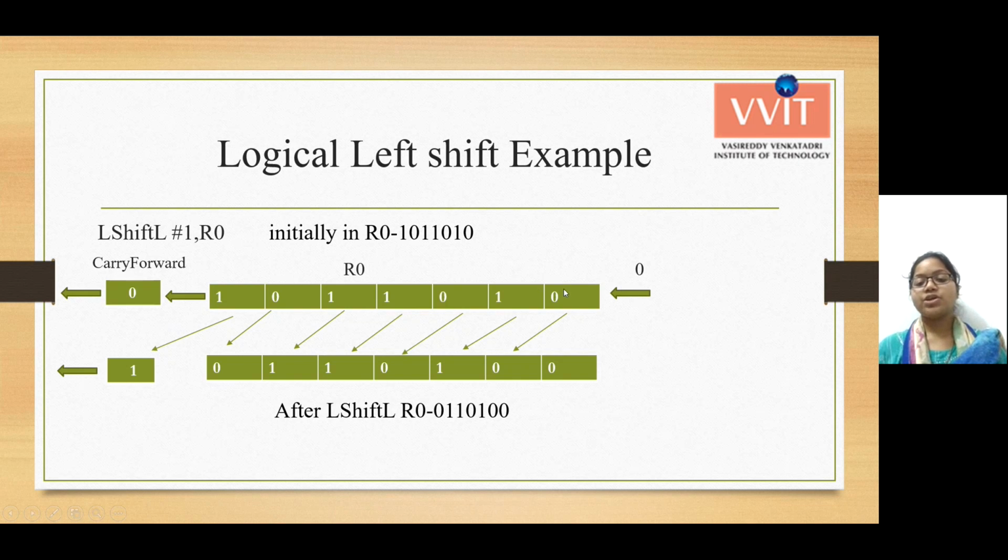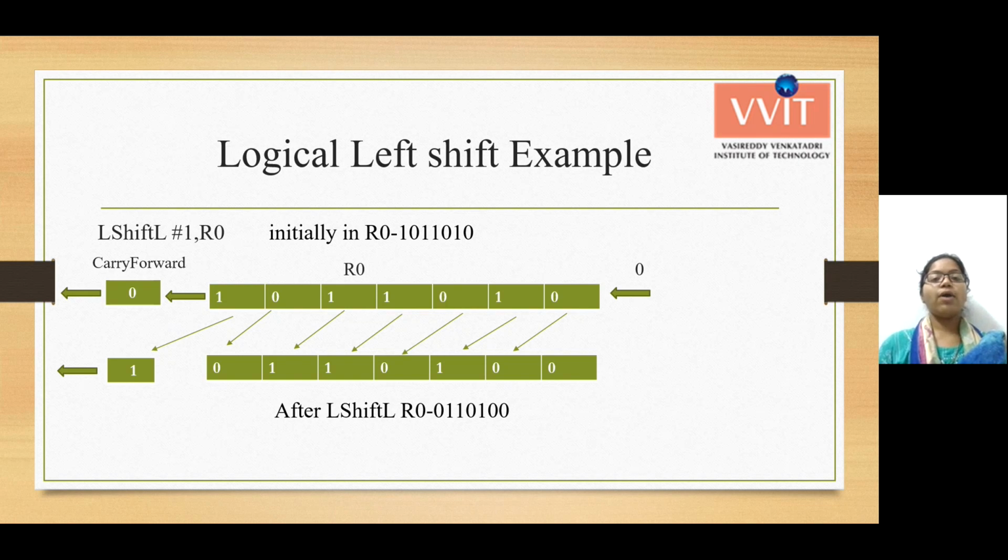Here we get a vacant position as this bit is moved towards left. Hence, this vacant or empty bit position is filled with 0. And this carry forward is ignored. Hence, finally the binary value stored in R0 is 0 1 1 0 1 0 0. As R0 is the destination itself, after performing the logical shift left, the binary value 0 1 1 0 1 0 0 will be stored in R0 itself. This is about the logical shift left with an example.